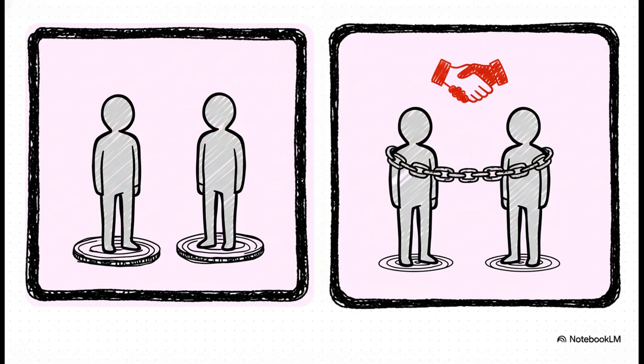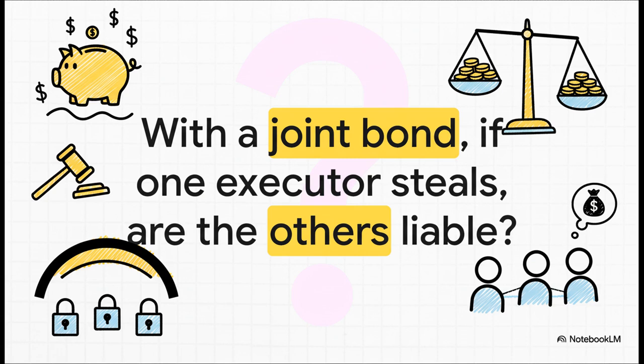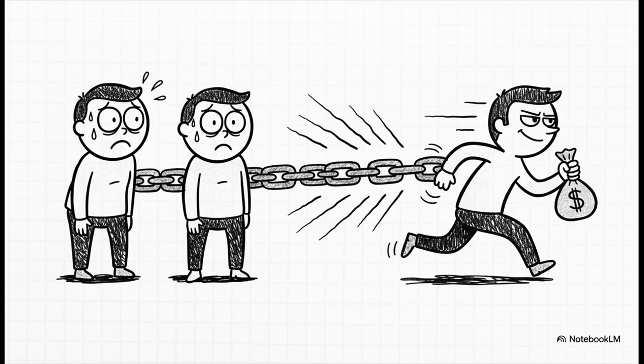Your liability is intertwined. And that right there leads to a massive question about liability. Think about it. What if you have 3 people on a joint bond and just one of them does something wrong, like dips into the estate funds? Are the other 2 in trouble? The answer is yes, 100% yes. When you sign a joint bond, you're creating what lawyers call joint and several liability, or solidary liability. And that's a scary term because it means the estate can go after any one of you for the full amount of the damage, even if you were completely innocent. It makes that decision to go with a joint bond a really big deal.